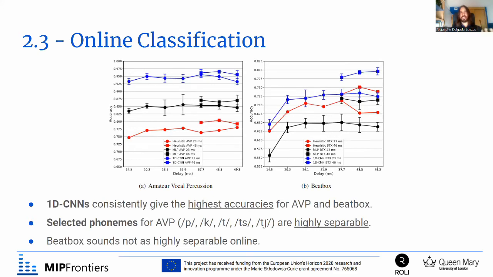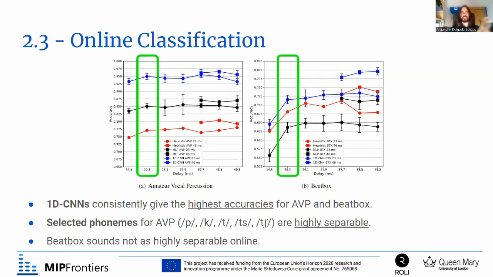Concretely, we tried some heuristic algorithms using heuristic features, K-nearest neighbors algorithms, then a multi-layer perceptron algorithm and a one-dimensional convolutional neural network. We see that the one-dimensional convolutional neural networks consistently give the highest accuracy, both for amateur vocal percussion and for beatbox. We see that the selected phonemes are highly separable. So this is a good choice of phonemes, and it usually reaches 95% accuracy.